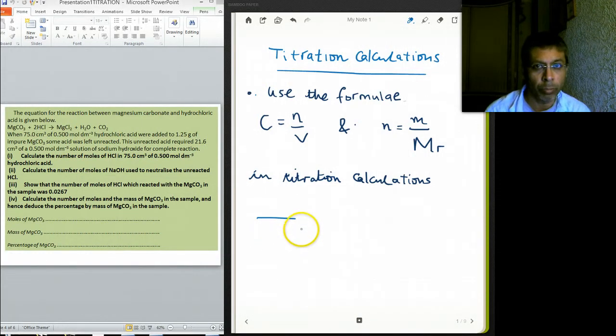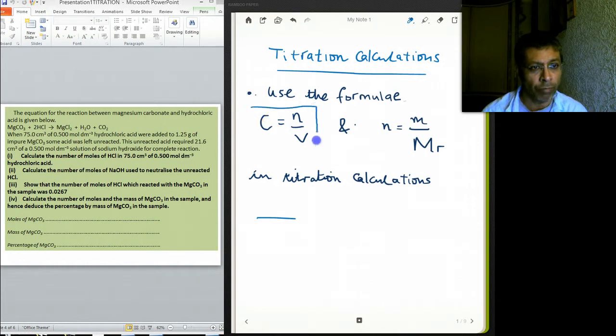Okay, welcome to part 2 of our titration calculations. With this video, we're going to be doing two calculations. The first one is shown on the left here, but before we do that, let's just have a quick recap of the important equations we need to remember when doing titration calculations.